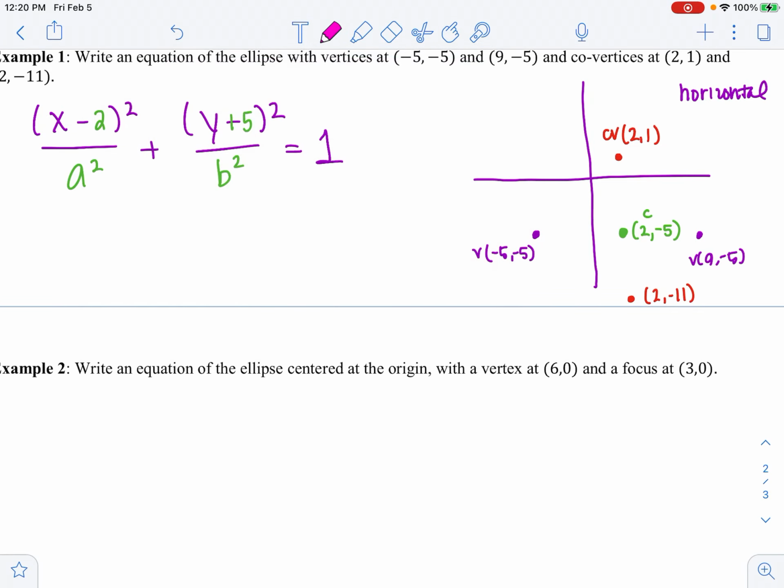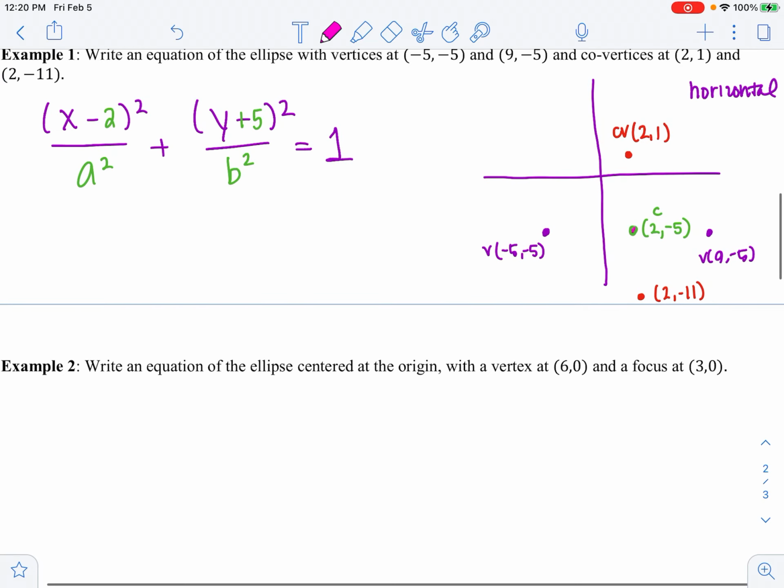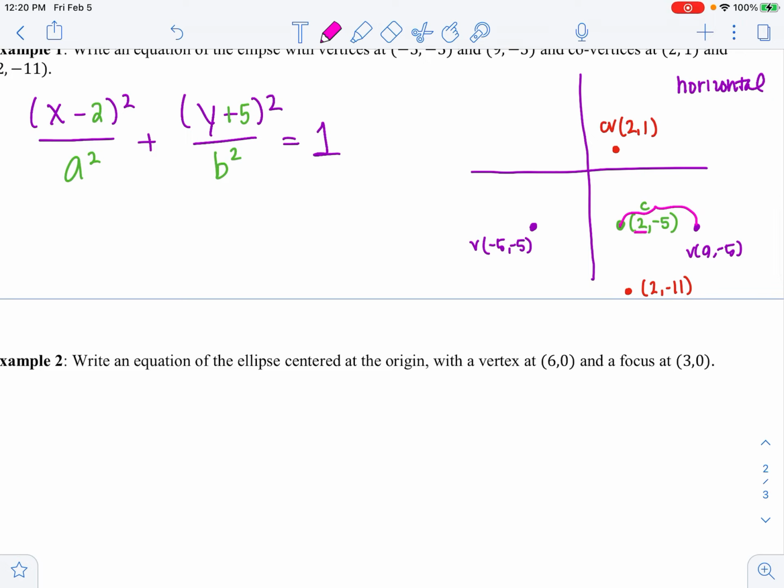Okay, let's start off by finding a. a is the distance from the center to a vertex. So here's the center, and you want that to the vertex, any vertex. I could have gone to this vertex instead. It's the same distance. Center to a vertex. All right, so if you look, it goes from 2 to 9. So a from 2 to 9 is 7. I could have also gone from 2 to -5, which is also 7. So a is 7, therefore a squared is 49.